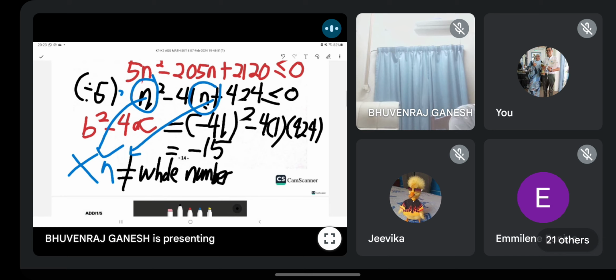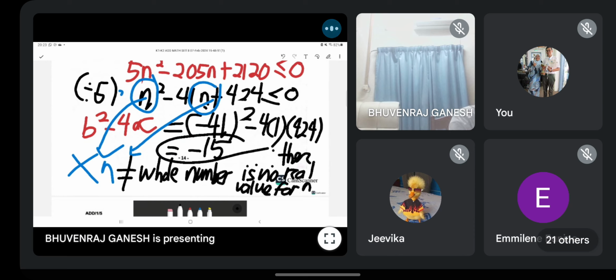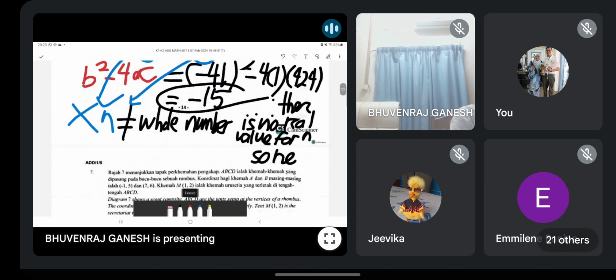So that's why, based on this, you can say that there is no real value for n. No real value. Tiada nilai nyata untuk n in BM lah. So, he cannot win lah the competition. Dia tak boleh menang pertandingan tu. Okay guys, can you all get it?